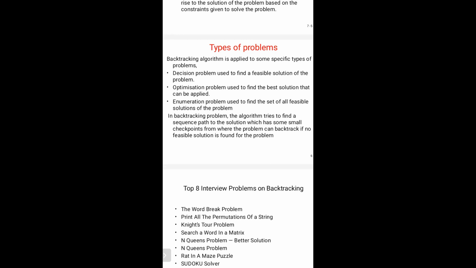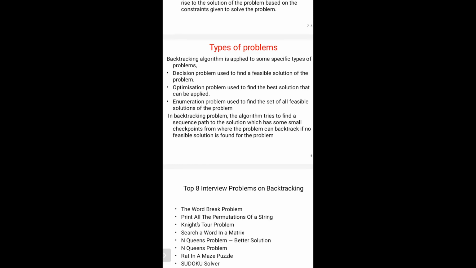So in the backtracking algorithm, we have decision problem, optimization problem, and enumeration problem. Decision problem is used to find a feasible solution to the problem, whereas optimization problem is used to find the best solution that can be applied. Enumeration problem is used to find the set of all feasible solutions of the problem.